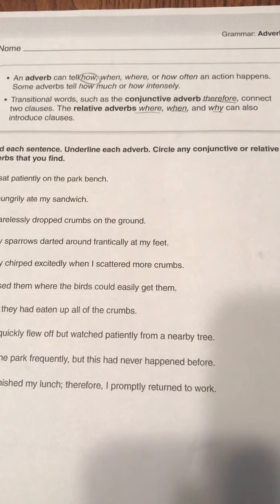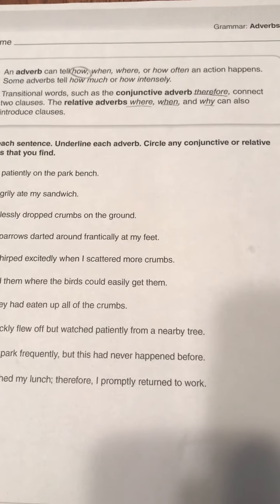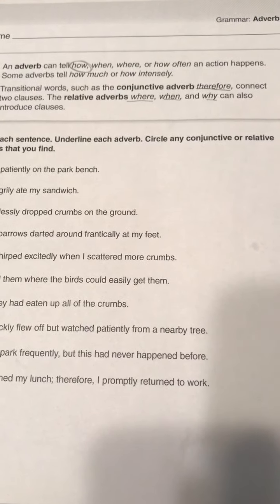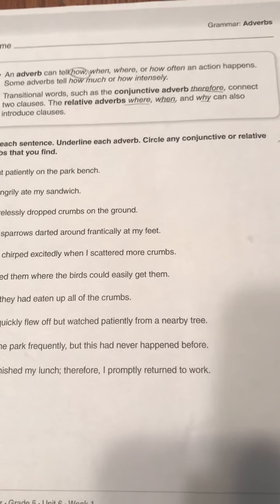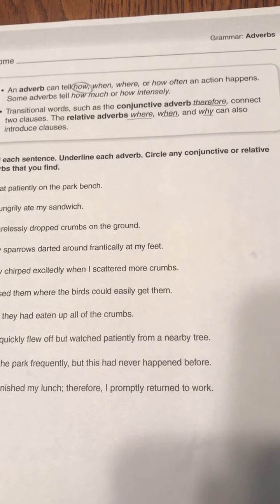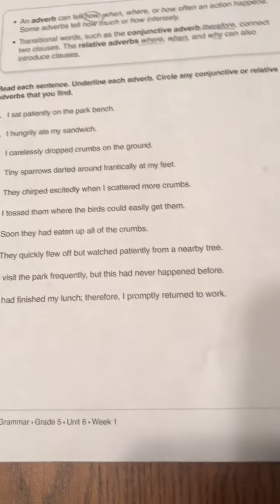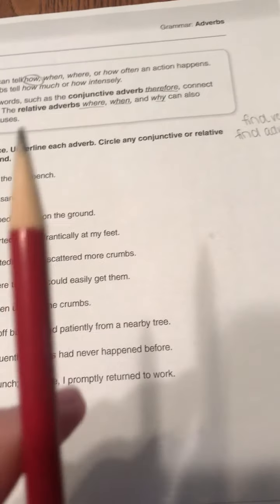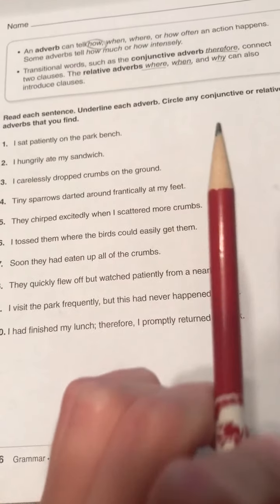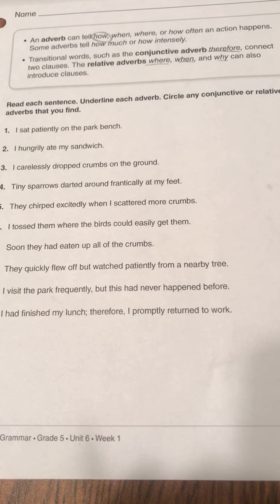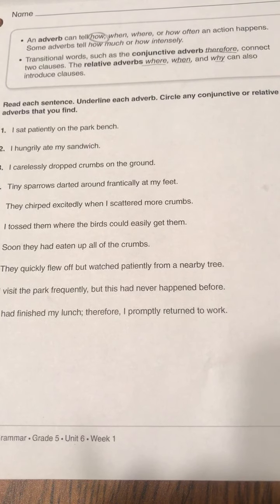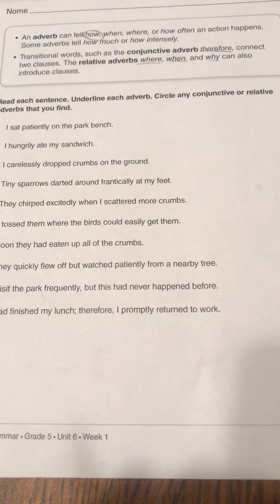The second bullet point says transitional words such as the conjunctive adverb therefore connect 2 clauses together. And remember, clauses are just like a part of a sentence. They can be a whole sentence by themselves, or sometimes they're a fragment too. The relative adverbs where, when, and why can also introduce clauses. So if you see where, when, and why, you're automatically going to circle those, okay? So read each sentence, underline each adverb, and then circle any conjunctive or relative adverbs you find.